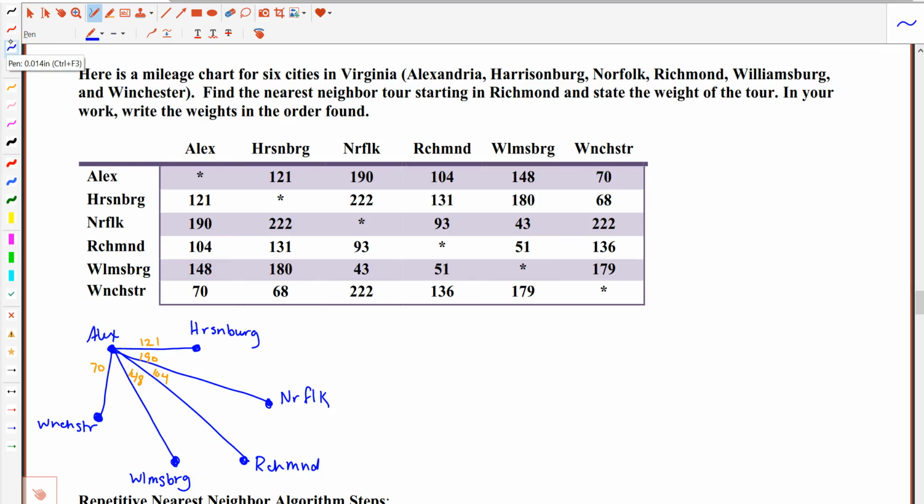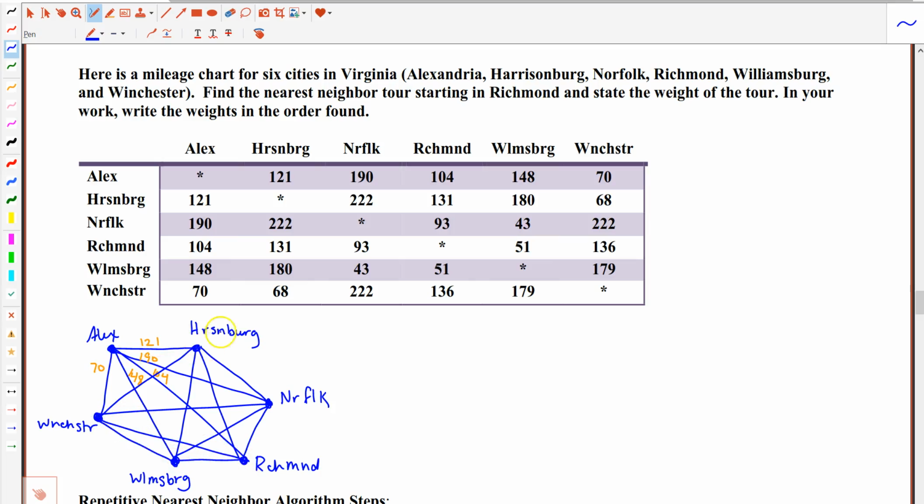Now ultimately this is going to be a complete weighted graph, which means from every one of these vertices, so from Harrisonburg, I would have connections to Winchester, Williamsburg, Richmond, and Norfolk. From this one I already have 2 of the cities connected, so I just need to draw in these 3 more. Richmond already has 3 connections, so I just need to draw in 2 more. And then this one just needs to be connected here. So at this point, this graph is complete.